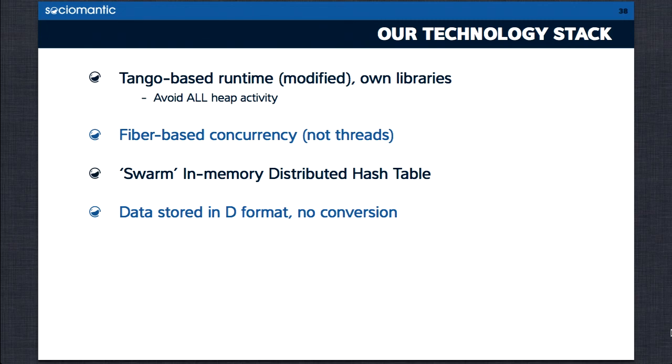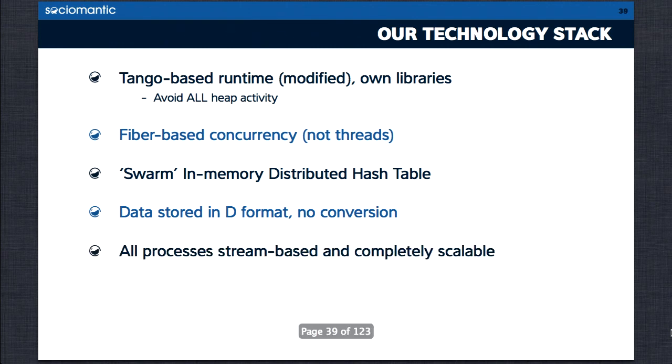And finally, all our processes are stream-based and completely scalable. When our load gets too much, we just add more servers. But our overheads are very low, so our servers run very efficiently. We require far fewer of them than you might expect. And all this infrastructure is written in D. But why? Why is SOCIOMANTIC using D?